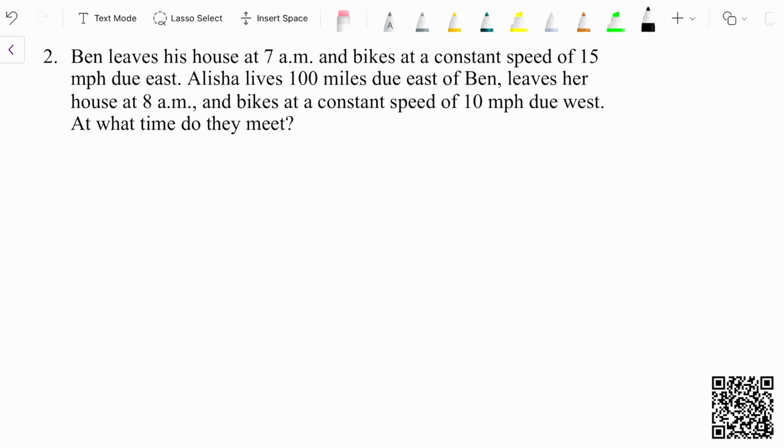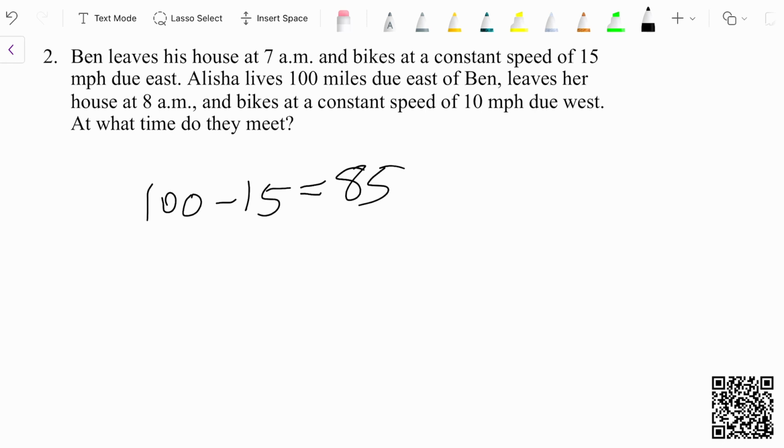So since Ben leaves an hour before Alicia even starts biking, this means that we can subtract 1 hour of Ben's speed off of our total distance, because that's how much Ben has already done before Alicia starts. So 100 minus 15, because Ben is traveling at a speed of 15 miles per hour, would be 85. So after Ben has crossed that hour, there are only 85 miles left to go, which is still pretty long.